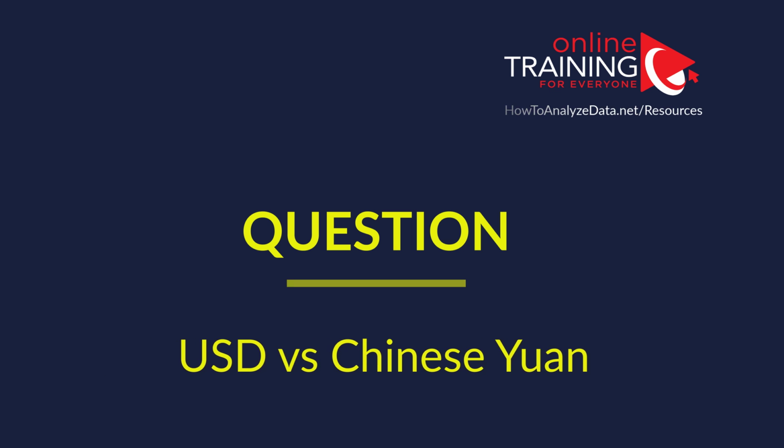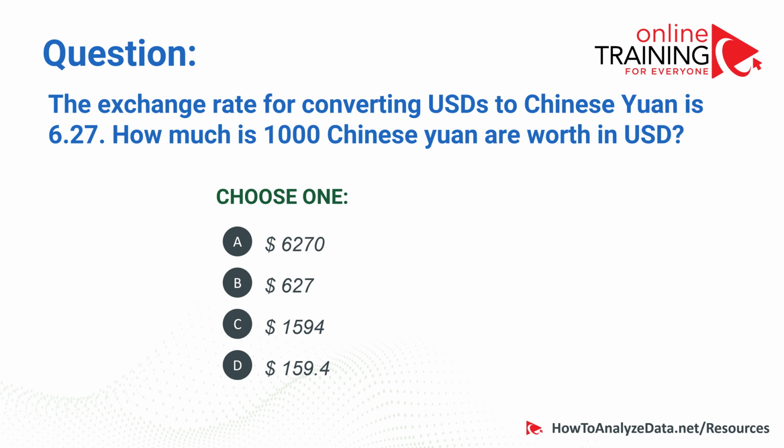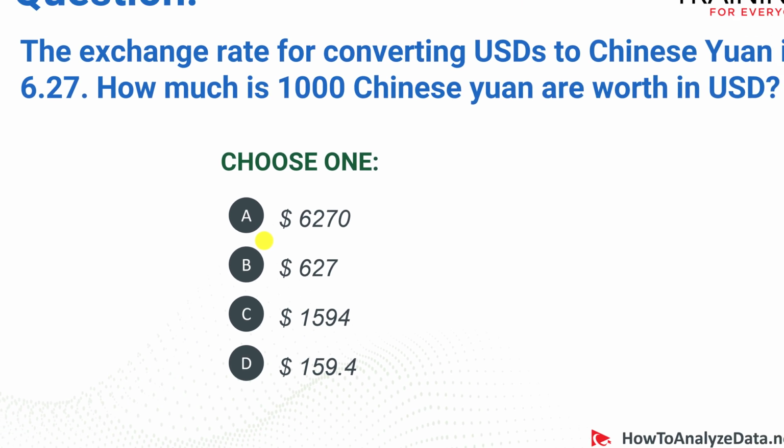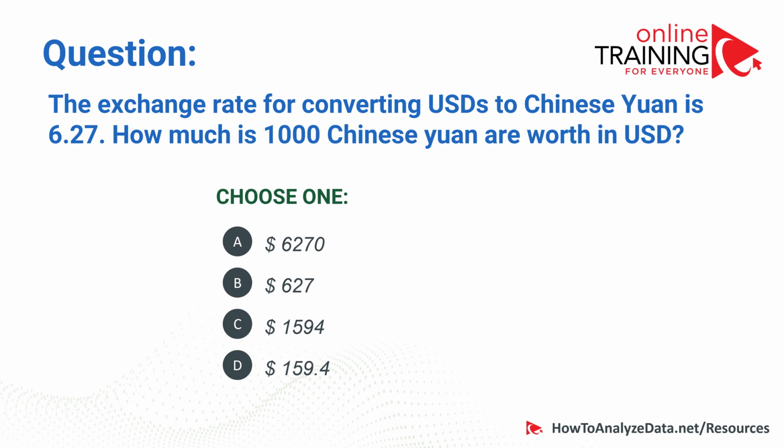And now let's look at the answer to the question, which is very frequently used as part of aptitude tests, math reasoning, abstract reasoning, and logical reasoning tests. The exchange rate for converting US dollars to Chinese yuans is 6.27. How much is 1,000 Chinese yuans worth in US dollars? And you have four choices: 6,270, 627, 1,594, or $159.40. Which one do you think is the correct choice here? Let's see if you can nail this question.